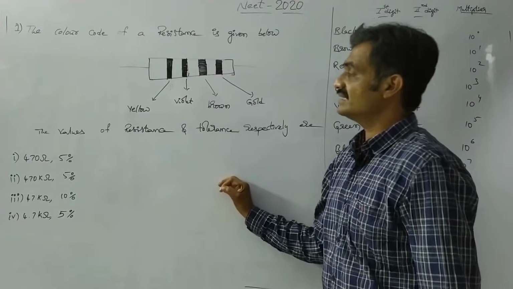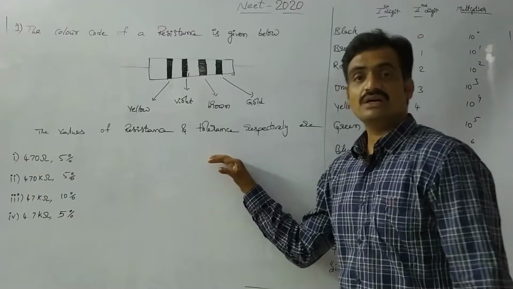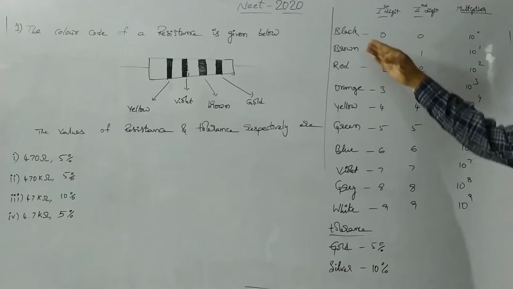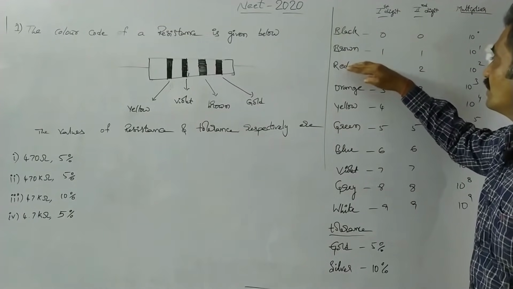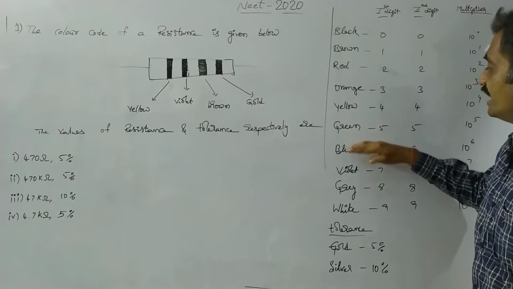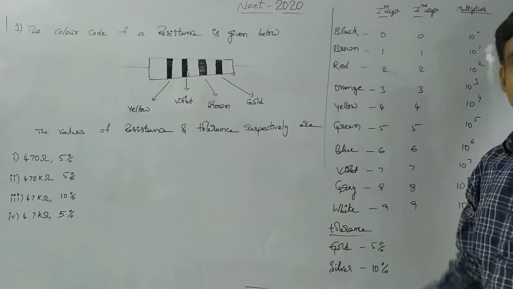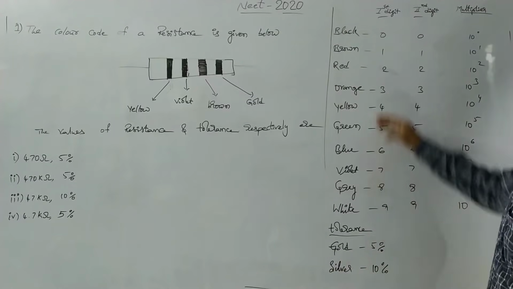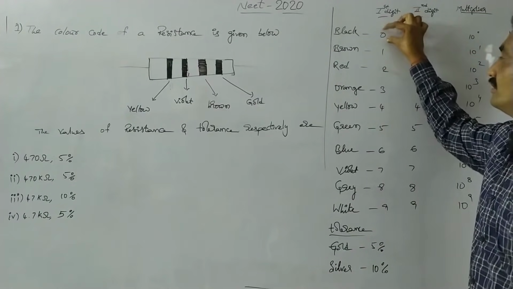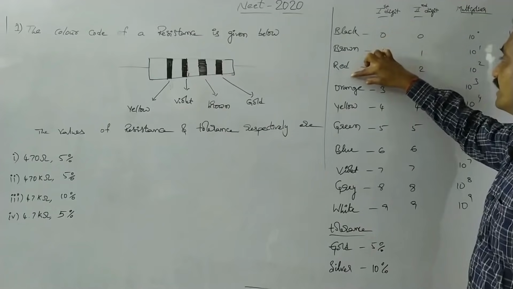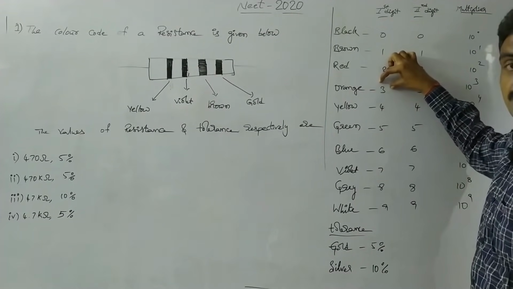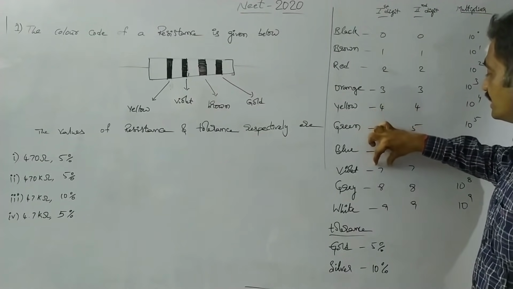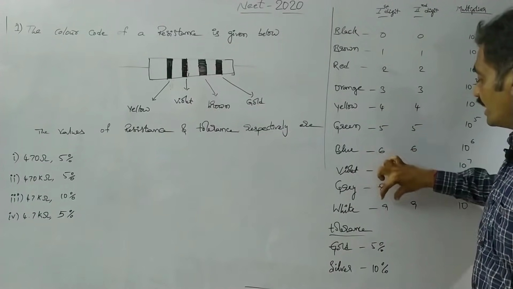In order to represent this resistance and tolerance, we should observe the color coding. Here we have the color coding. The first color is black, then brown, red, orange, yellow, green, blue, violet, grey and white. To represent the tolerance, we have two colors, gold and silver. Black is represented with 0, brown with 1, red with 2, orange with 3, yellow 4, green 5, blue 6, violet 7, grey 8, white 9.